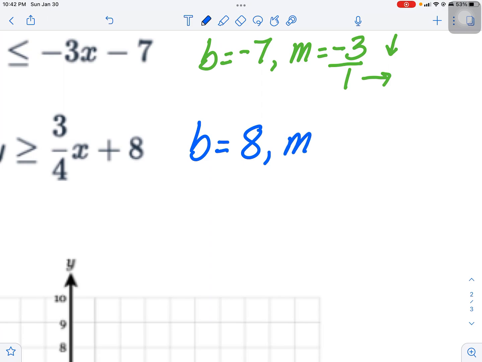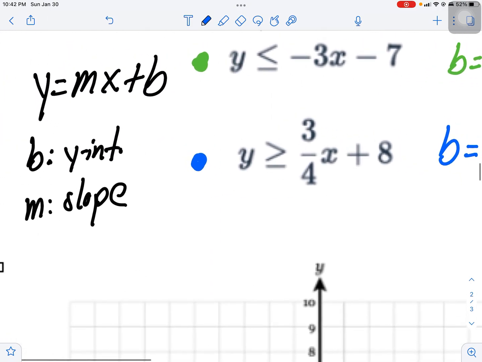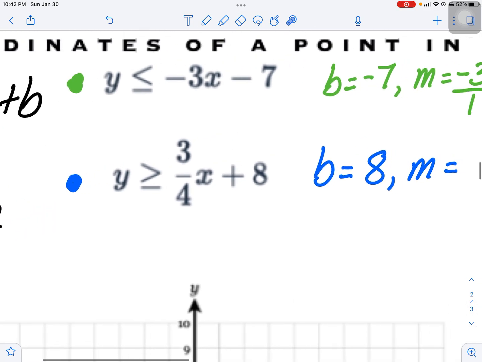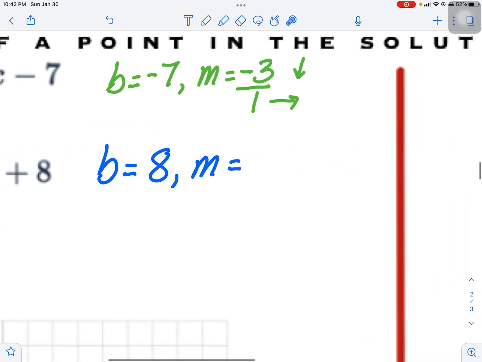We're going to find m as well, our slope. Well, m, as you can see, is in front of x here. M is our slope. So what is in front of x? 3 over 4, which means positive 3. We're going to go up 3 and over 4.